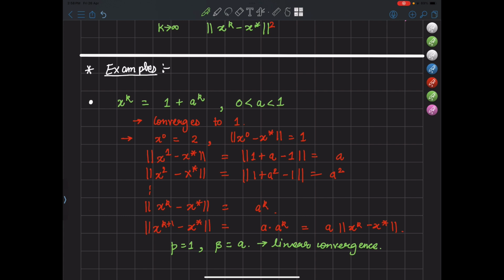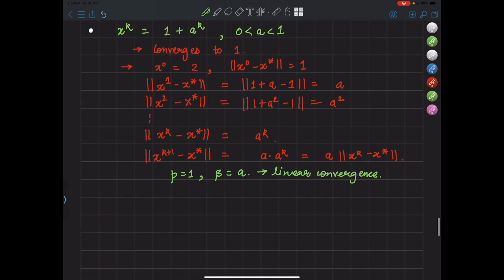So the sequence 1 plus a^k, where k tends to infinity and a is between 0 and 1, is a linear convergence. It converges to 1 with order 1 and convergence rate equal to a. It's a linear convergence.